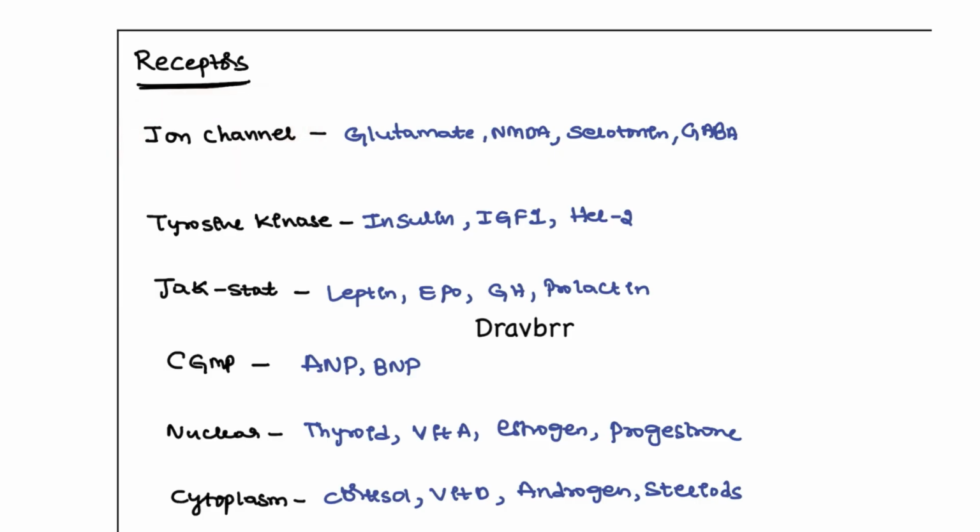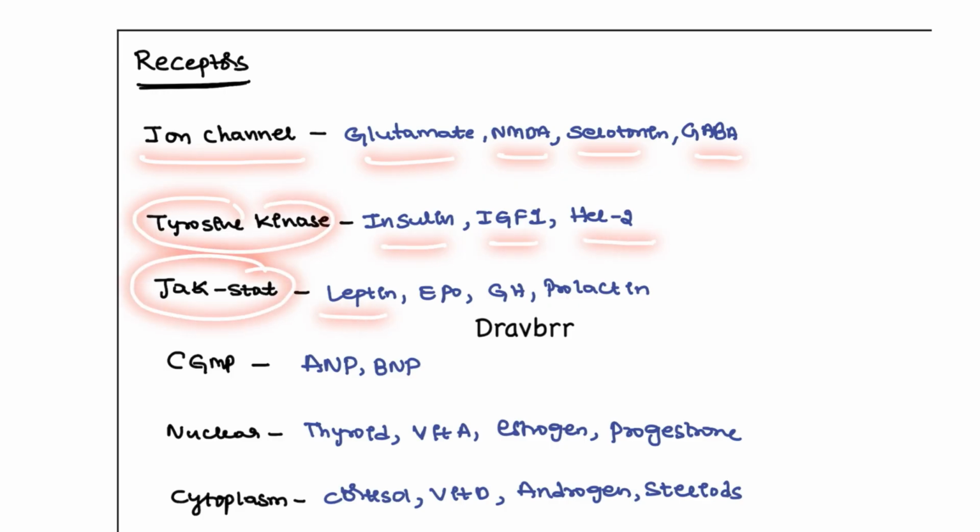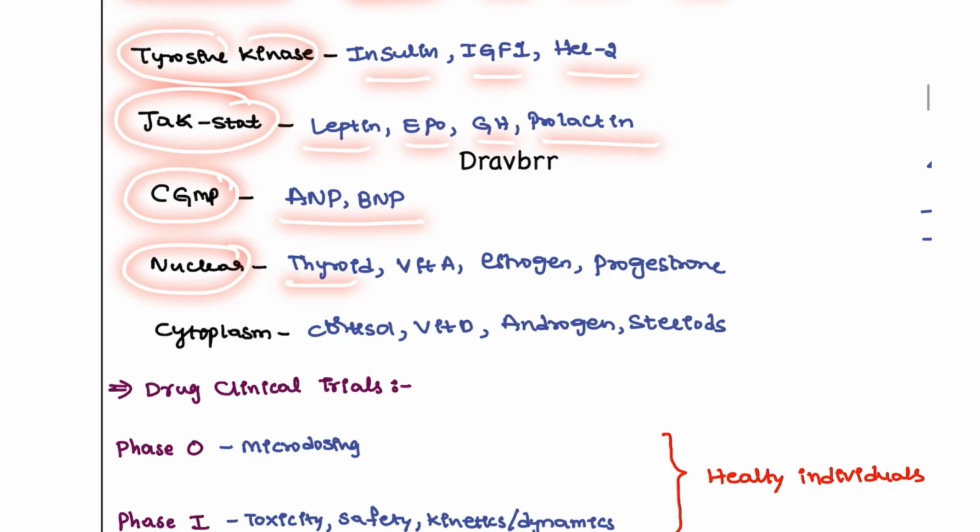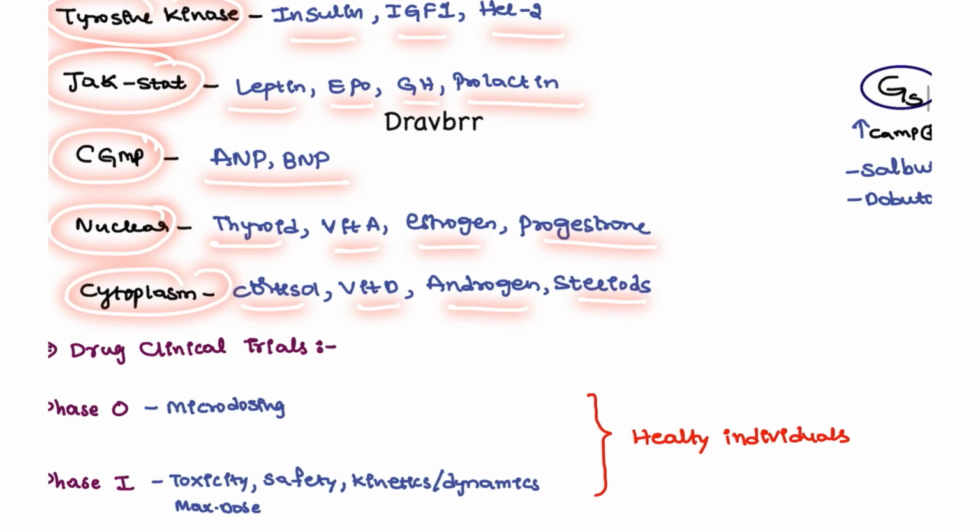Next, receptors. Which of the drugs is going to act on the ion channel gated receptors? Glutamate, NMDA, serotonin, and GABA, very fast acting. Tyrosine kinase: insulin, IGF-1, and the HER2. The JAK-STAT for the leptin, erythropoietin, growth hormone, and the prolactin. cGMP is going to show the natriuretic peptides, and nuclear for the thyroid, vitamin A, estrogen, and progesterone. Cytoplasm for the cortisol, vitamin D, androgen, and the steroids.